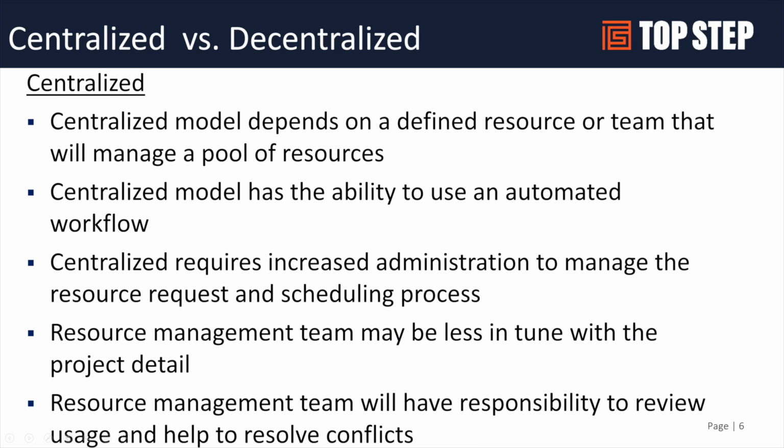So let's talk about a centralized model. We see this as probably the most common model. It basically means that there is a defined process around requesting and being allocated resources based on the pool of resources. Generally there is a project, there are project requirements for resources, and then there's an individual or a team of managers who are responsible for providing those resources to the project teams, creating that staffing model.